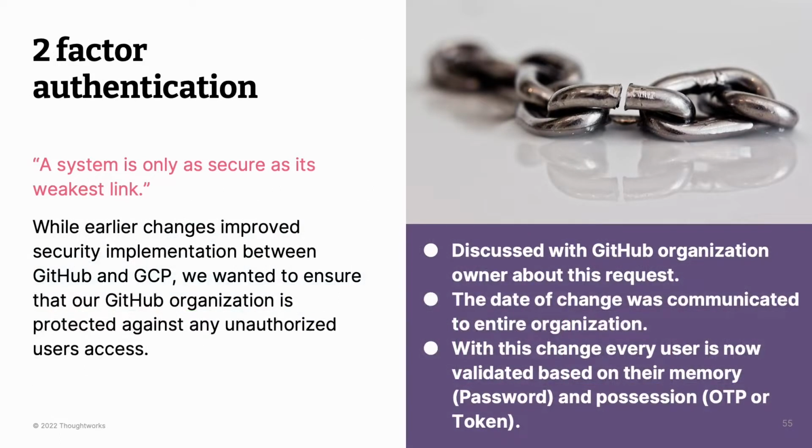In order to implement two-factor authentication, it was more of a coordination thing that we did. We talked to the GitHub organization owner, and we sent a notification to everyone in the team that we were going to do it, and then we simply did it. And what it does is it now lets users validate both their passwords, what they remember, and their possession, like OTP and token. That wasn't really technical, but we wanted to make sure that we are secure with our users connecting to the GitHub system.